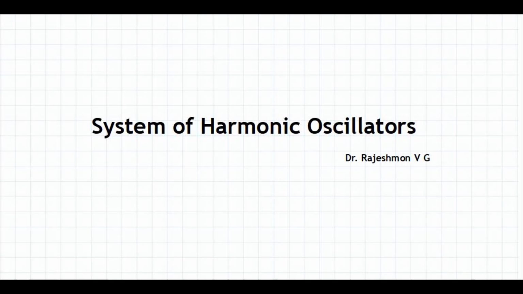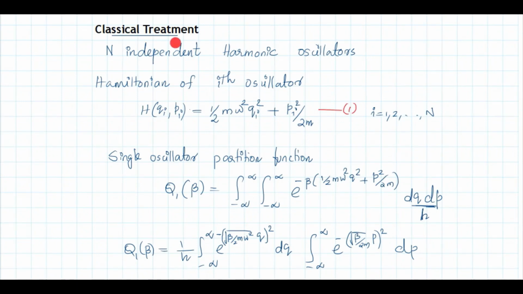In this lecture, I will explain the system of harmonic oscillators as an example of a system in canonical ensemble. We will treat it classically and quantum mechanically. So first we will discuss the classical treatment of harmonic oscillators. Suppose we have n independent harmonic oscillators.